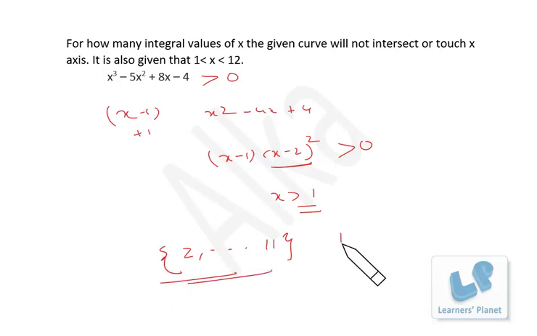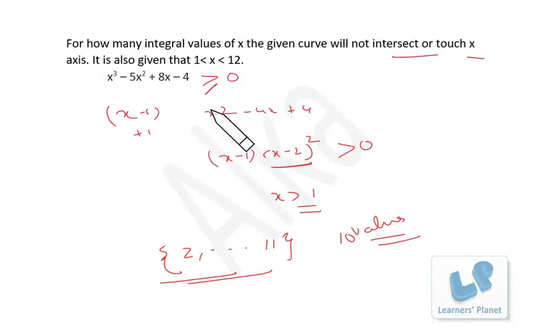In all 10 values. So the problem is very simple if you know this concept: that this curve will not intersect or touch the x-axis means the expression is positive. That means you have to find the values of x for which this expression is greater than 0. Okay, if it just doesn't intersect but it touches, then you have to consider greater than or equal to 0.